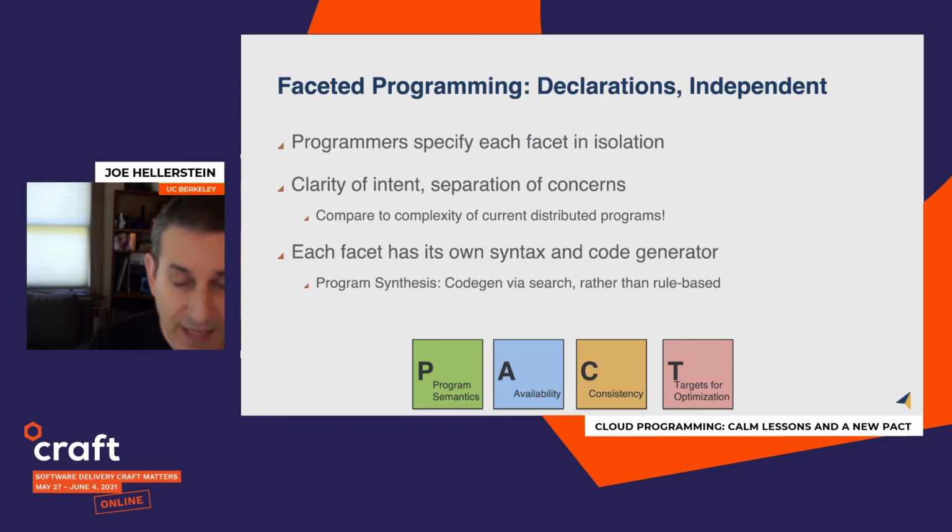And then each of these facets is going to have its own syntax and code generator in the compiler. And in our compilation, we're going to lean heavily on program synthesis, which for those of you who know, is modern technology for doing code generation via search, using AI or using theorem provers, rather than the kind of rule-based compilers that have been built traditionally.